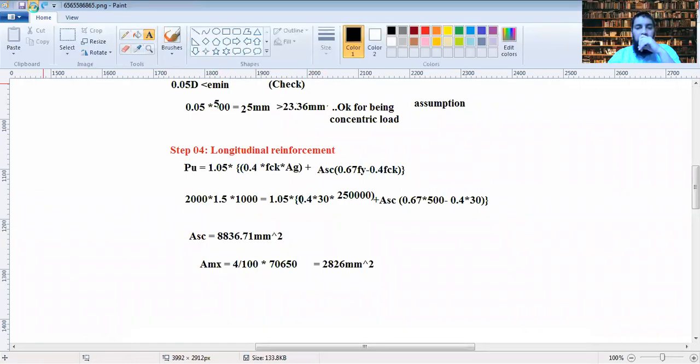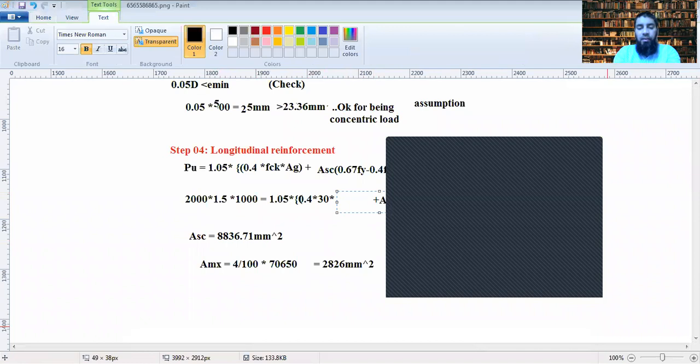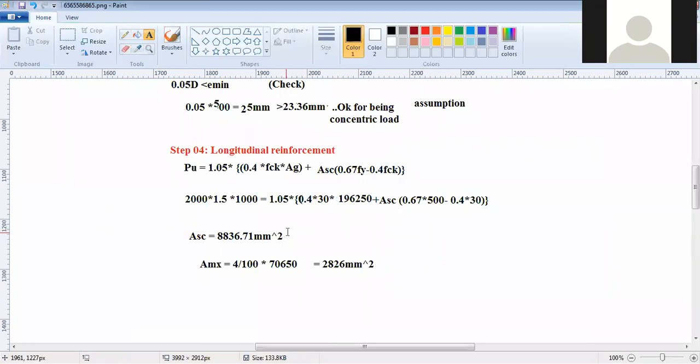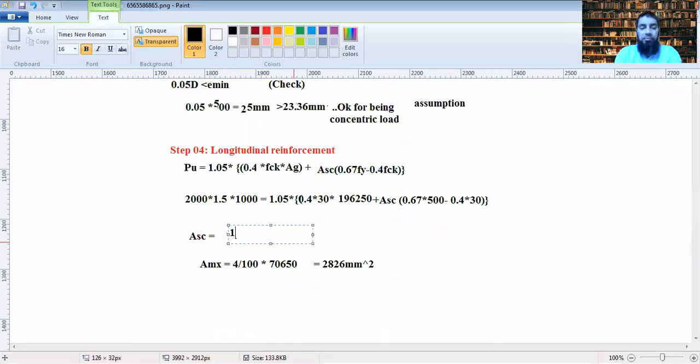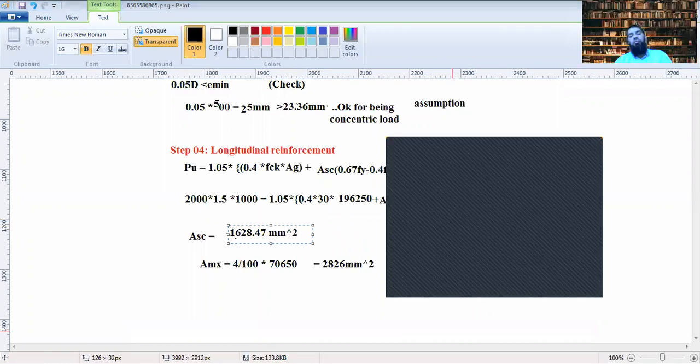Okay, so it will be pi d square by 4, that's 3.14 by 4 into 500 cross 500. It's 196250. So your area of steel is coming out to be how much? 1628.47. The gross area is coming out to be 196349.50. Just a minute. 3.14 divided by 4 into 500 cross 500, so it's coming out to be 196250.